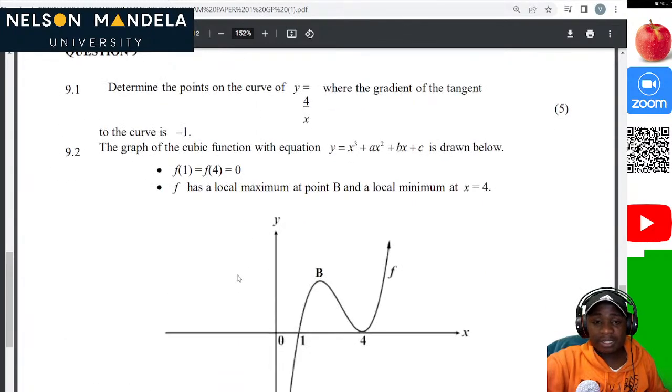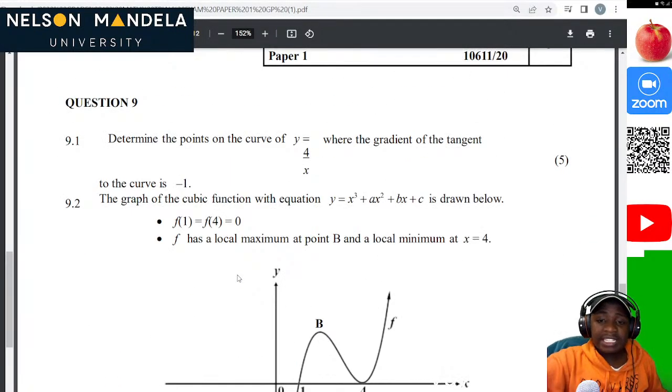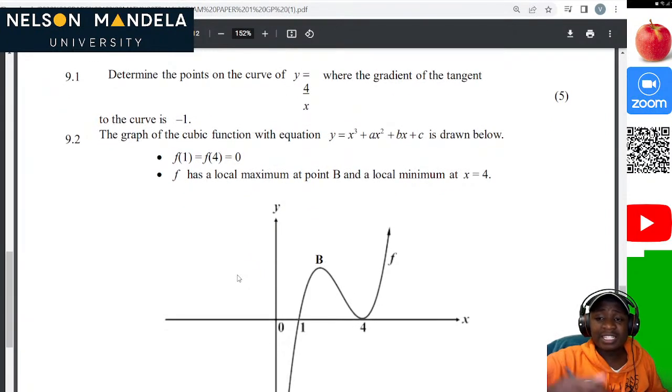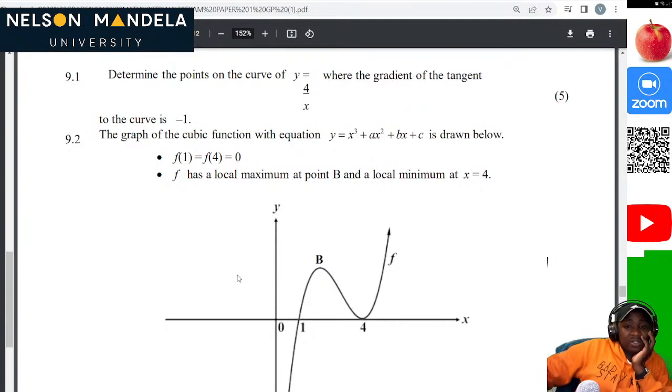That is 14 marks. Now let's look at these 9 questions which we have here. Determine the point on the curve of y equal to 4 over x where the gradient of the tangent to the curve is negative 1. How can we solve that part? We can definitely solve this. In other words, they want us to determine the gradient. This is easy, guys, because they just want to know the point. So in order for us to solve this, how can we do this?